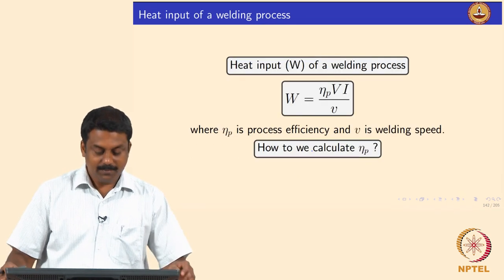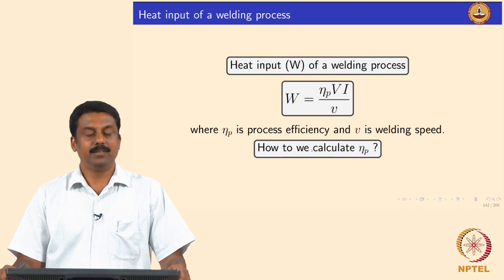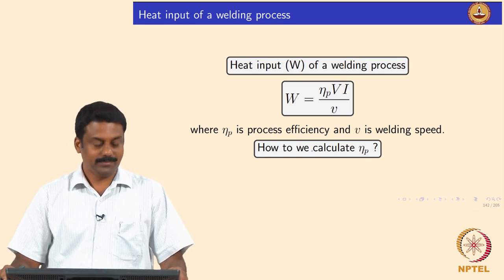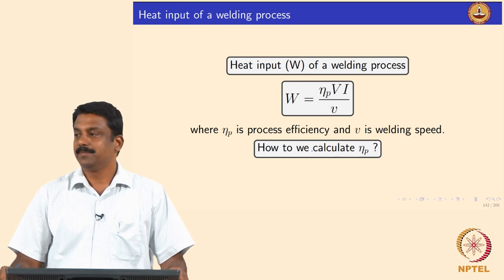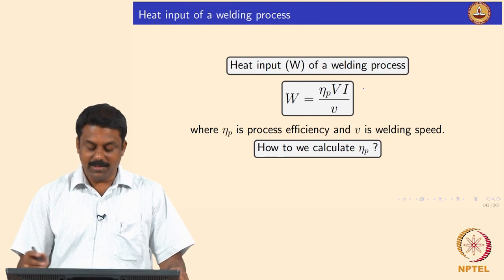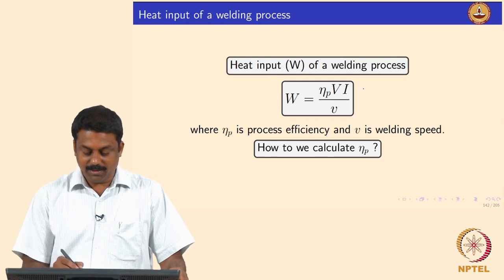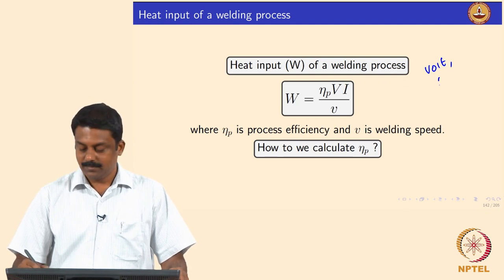The first is the basic equation, heat input, and this is valid for any arc welding process. Let us look at this equation in detail. The first question that always arises is, what is the unit on either side? So, what is the unit of V? Volt. What is the unit of current, I? Ampere.